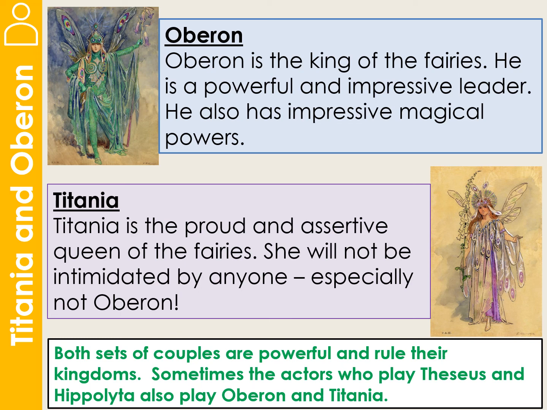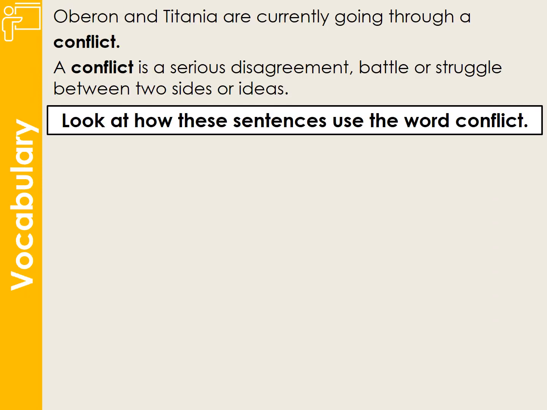One of the things that you could have is that both couples are powerful, they rule their kingdoms. Sometimes people who play Theseus and Hippolyta actually double up and also play Oberon and Titania in order to show just how much of a comparison there is between the two worlds, between the Athenian traditional structured world and the magical fairy world found within the forest itself. So when we meet Oberon and Titania, we find that they're going through a conflict.